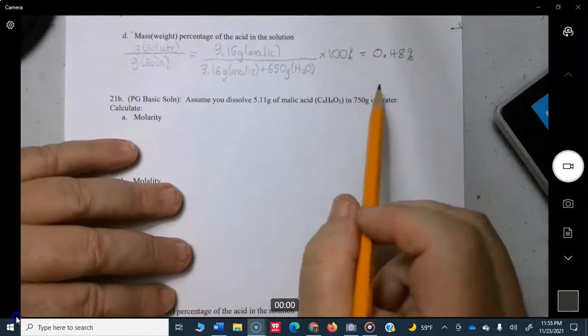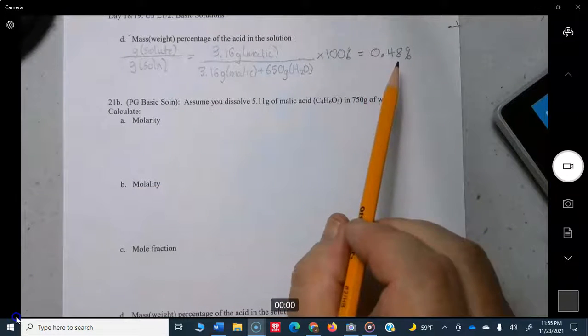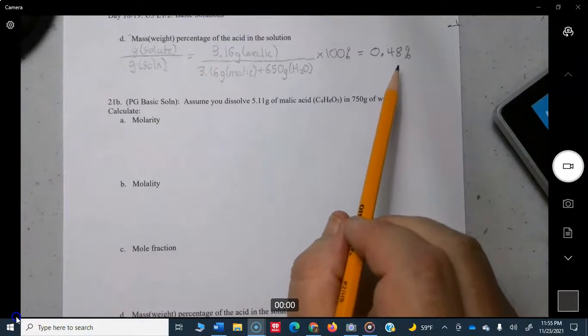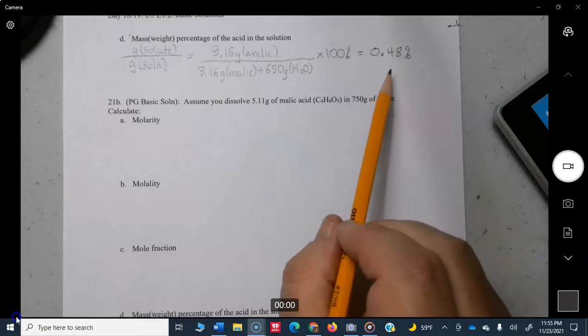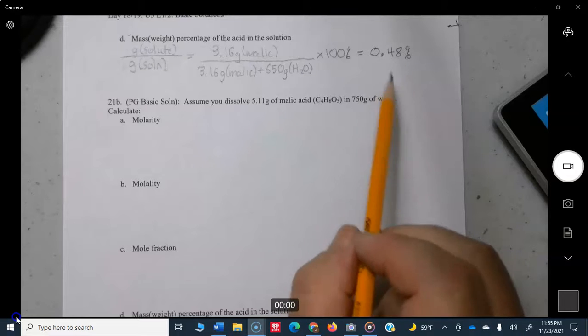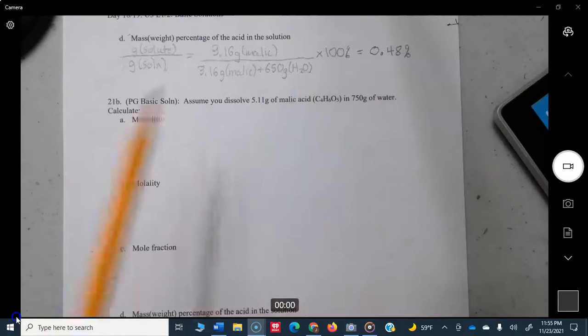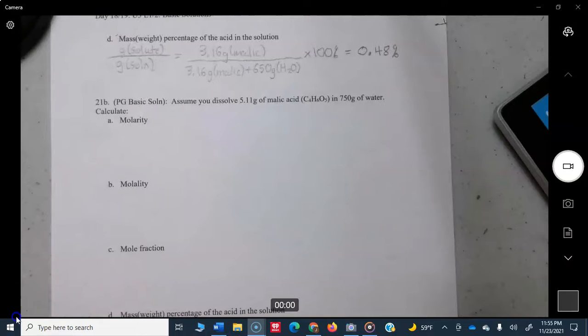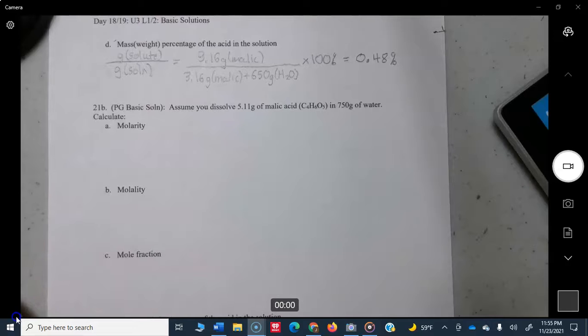So it kind of justifies, in the first part, making the approximation that the volume of water is the same as the volume of the overall solution, because malic acid doesn't make up very much of the volume of the solution. It's very small. Okay, that takes care of all the answers that I'm going to do, all the A questions.